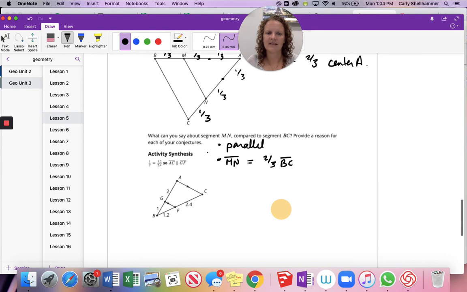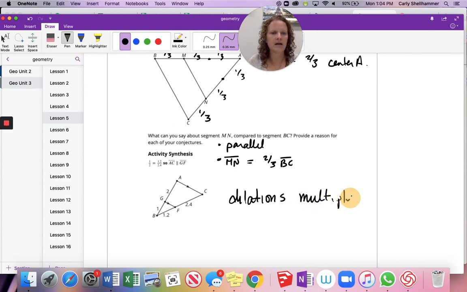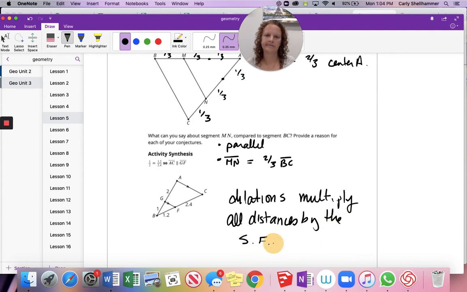Okay, if you want to write down: dilations multiply all distances, all measurements, by the scale factor.